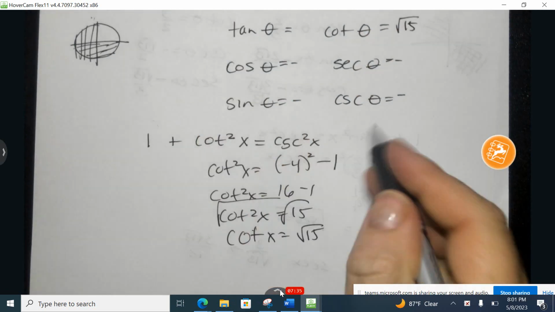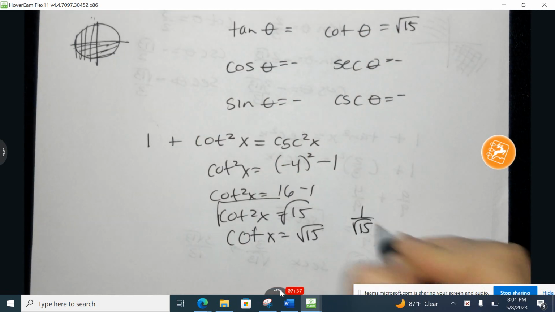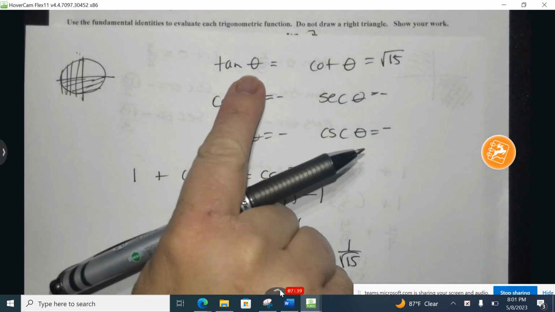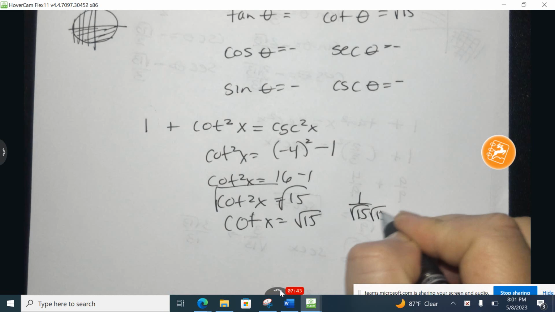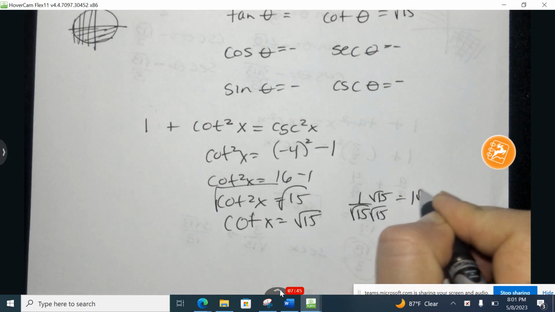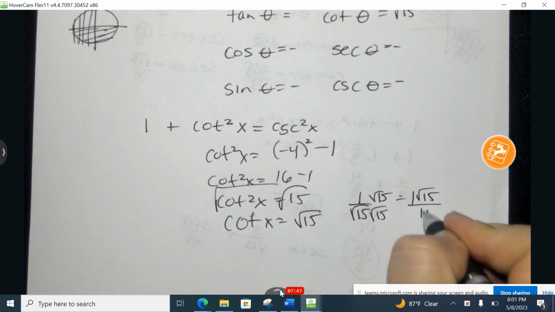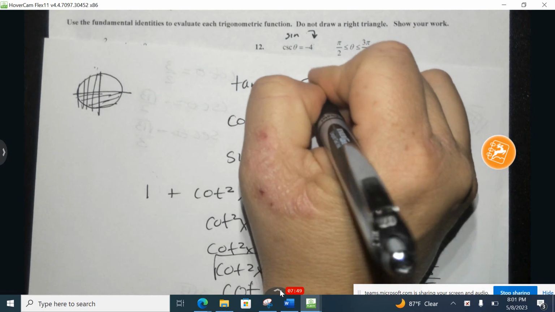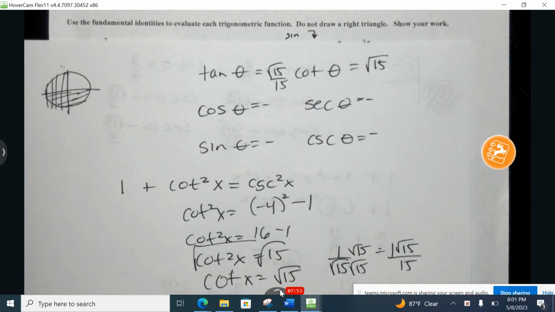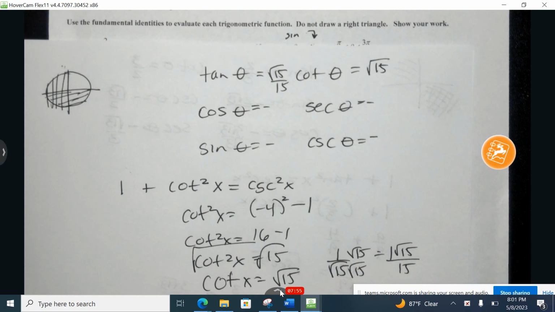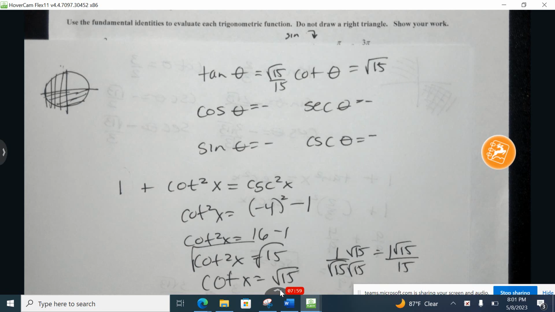Now, the reciprocal is 1 over the square root of 15. Well, you can't leave it on the bottom. Times this, and I end up with 1 radical 15 over 15. So radical 15 over 15. Where do I go from here? So let's see here. I now know tangent and cotangent.